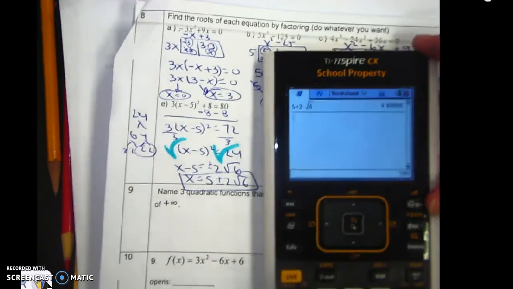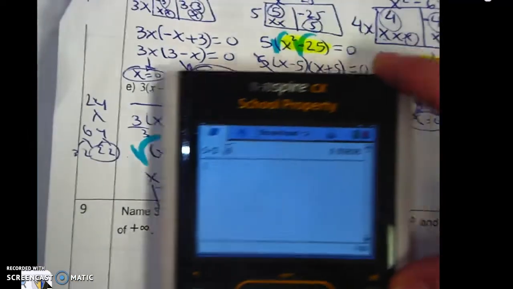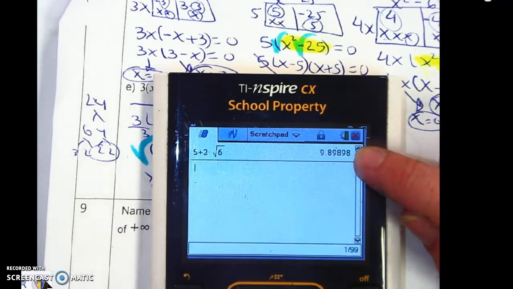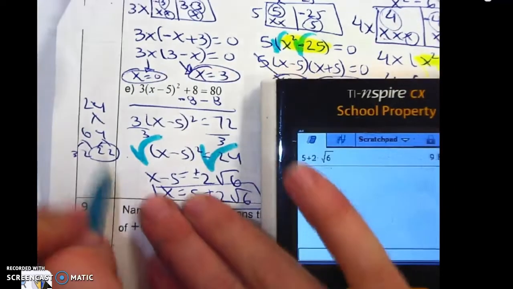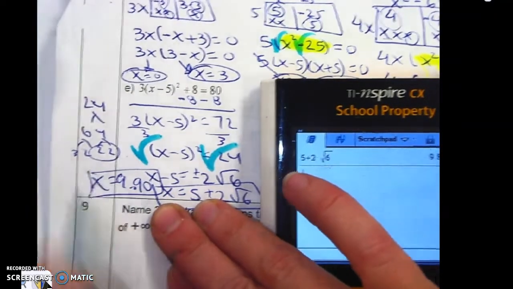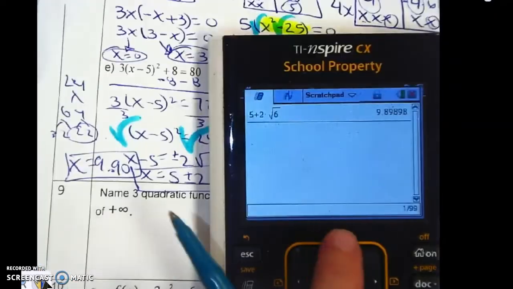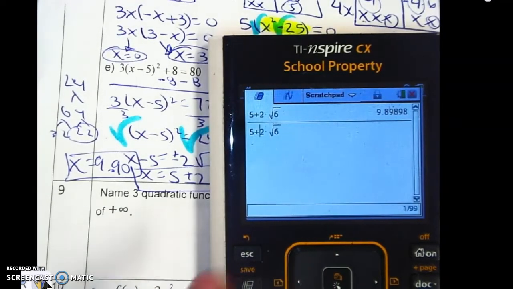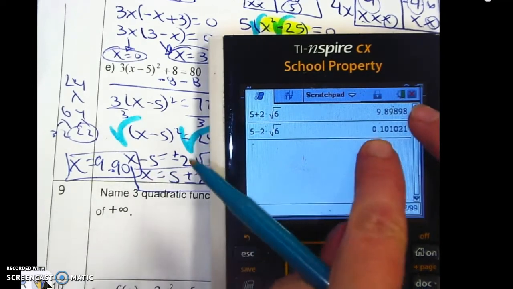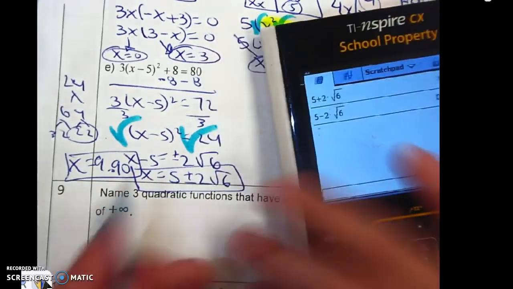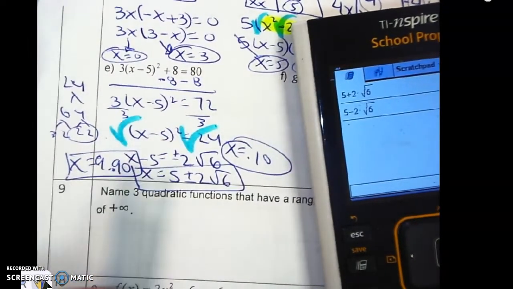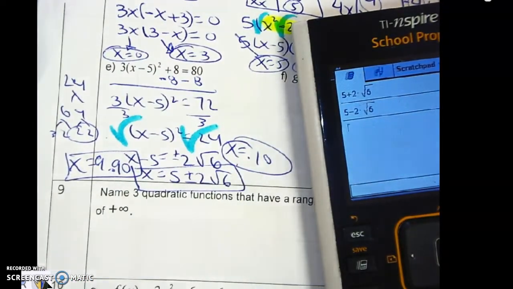So I think of money. Let me zoom that in. So this is like $9.89, but there's an 8. So that means instead of $9.89, it's $9.90. So you have to go 9.90 since I said round to the nearest hundredth. Then the other answer is 5 minus 2 rad 6. And that looks like 10 cents. And there's a 1 afterwards, so it stays 10 cents. X equals 0.10. So you'll get bonus if you can do both of those and round to the nearest hundredth.